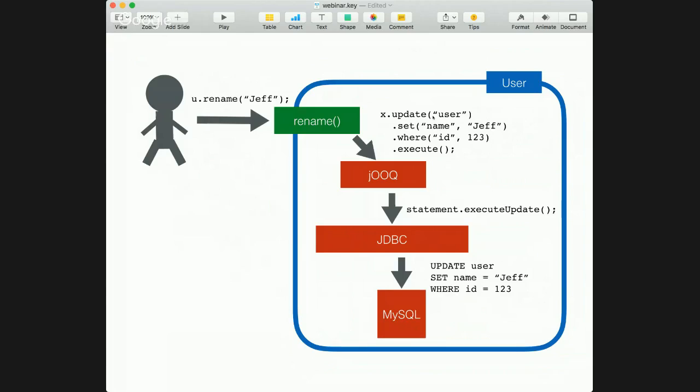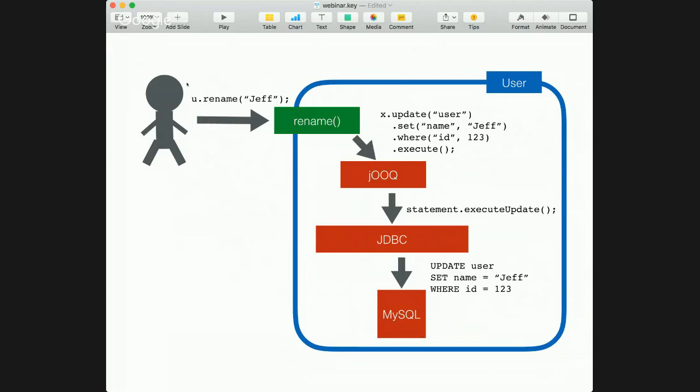It doesn't really matter what the syntax is. It just looks more like Java instead of SQL. So I call update user set name to Jeff where ID 123 execute, and I go to this jOOQ library, which makes a JDBC request, and the request goes to MySQL in the form of an SQL statement.